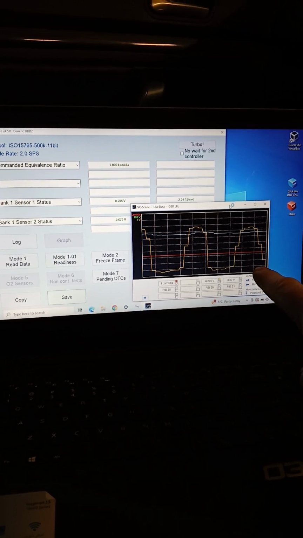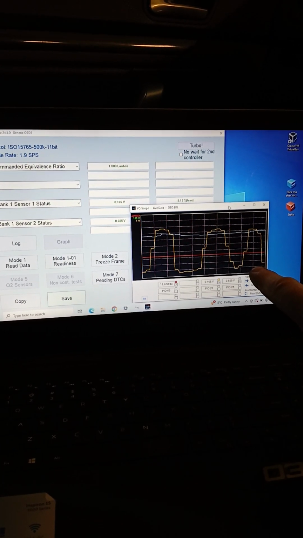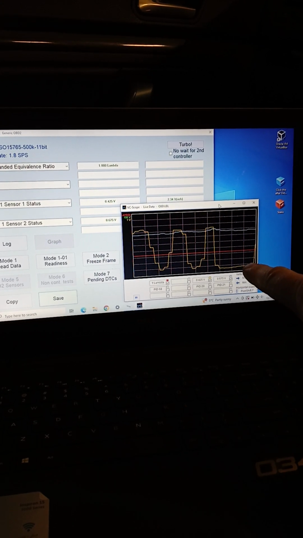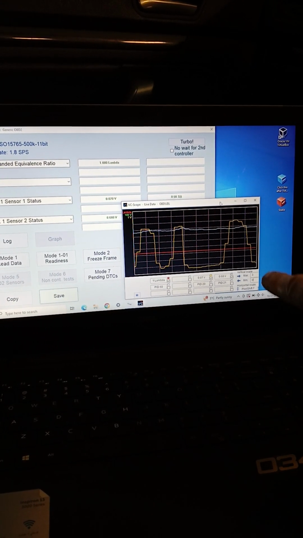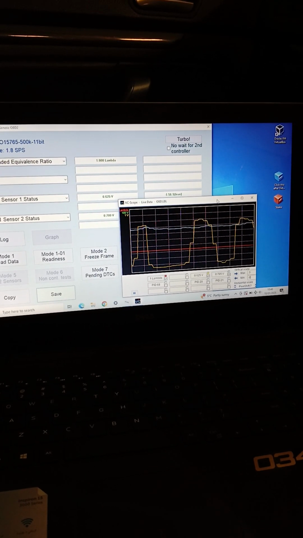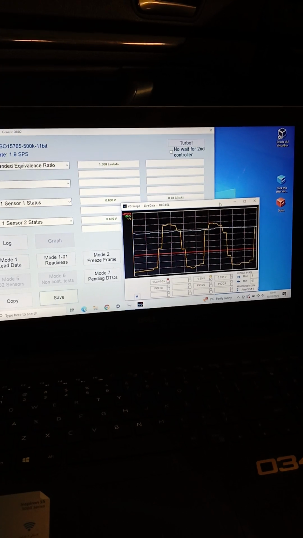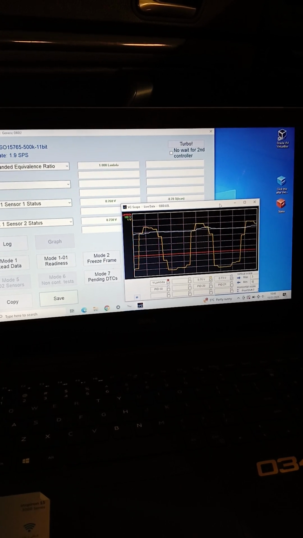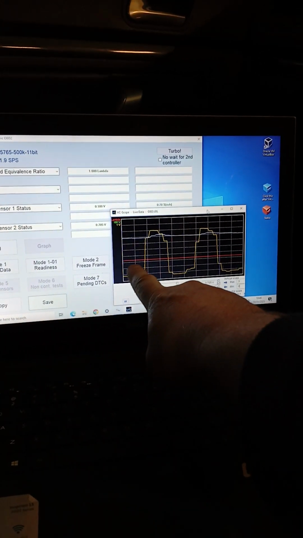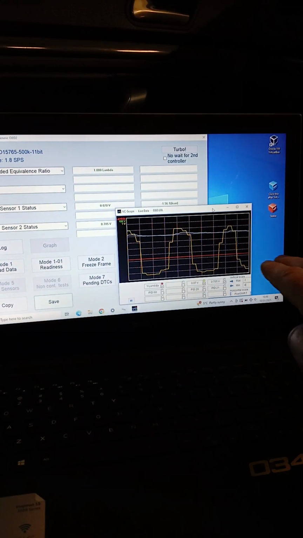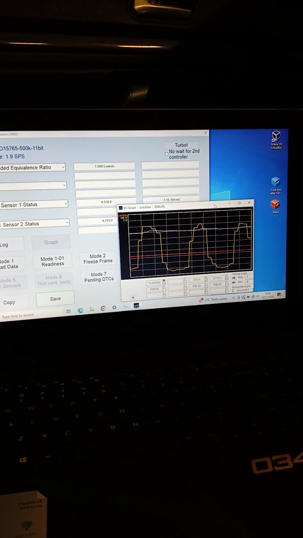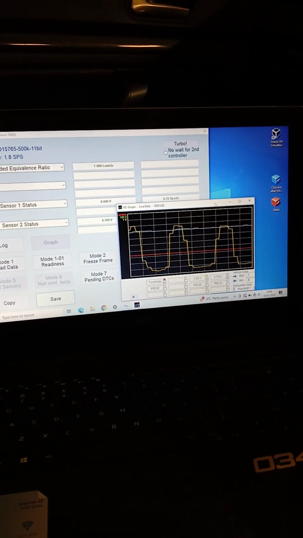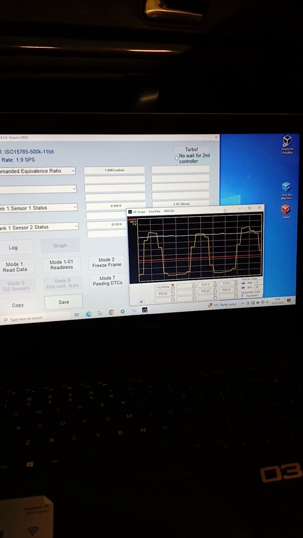So as you can see, the yellow line is bank one sensor one, so this is the upstream pre-catalytic converter O2 sensor, and you can see it switching between rich and lean to maintain lambda one. Lambda one is an ideal stoichiometric ratio of air and fuel, which is 14.7 parts air to one part fuel. The red line is our lambda, which is trying to maintain lambda one all the time, the yellow line is our O2 sensor before the catalytic converter, and the lilac line is our O2 sensor after the catalytic converter, which should remain stable.